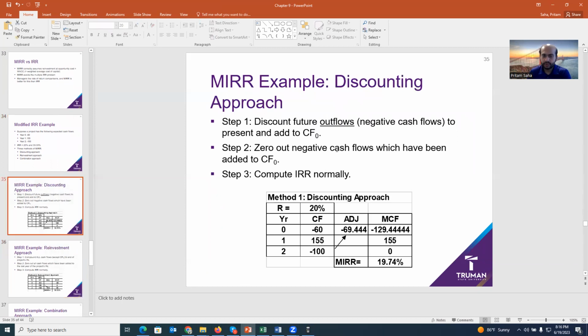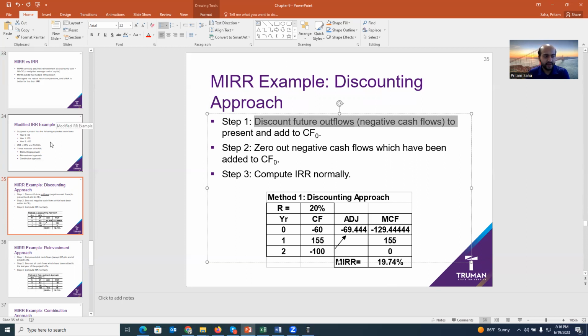In a discounting approach, what do we do? We have to discount future outflows to the present and add them to cash flow 0. So in the discounting approach, all the future outflows should be discounted to today so that the signs only change once. Let me explain with Excel. Just to give you a heads up, we are assuming a 20% discount rate for this problem, okay?